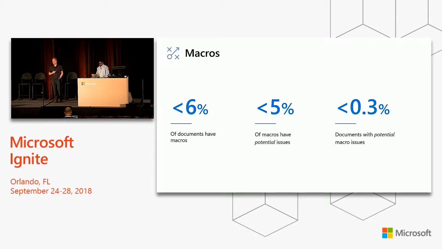What we see is that about 6% of files on average have macros. And that surprises a lot of IT people because they think macros are more prevalent than this, but it's less than 6%. Then we scan every line of code in those macros, whether it's going to be executed or not, and it does a thorough scan to look for potential issues. What we see is less than 5% of macro files have potential issues that our tool reports on. And we multiply that out, that's about 0.3% of all files.